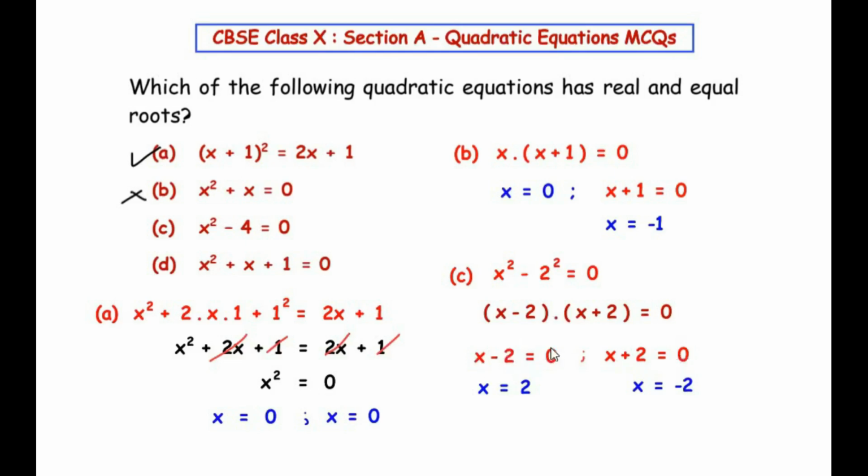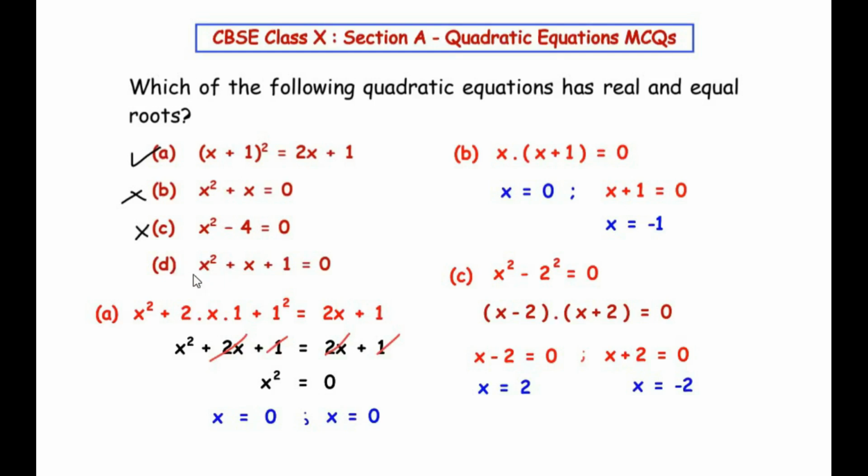Now taking minus 2 on the other side of equal to sign, we get the value of x as 2. And here taking plus 2 on the other side of equal to sign, we get the value of x as minus 2. So here you can see we have got two real roots, but again they are not equal. They are not same. So the option C is also incorrect.